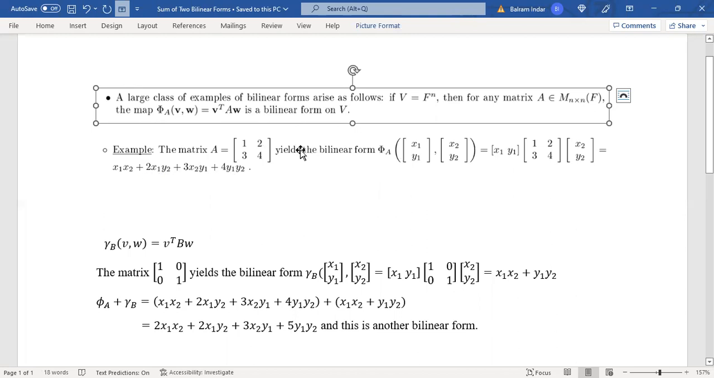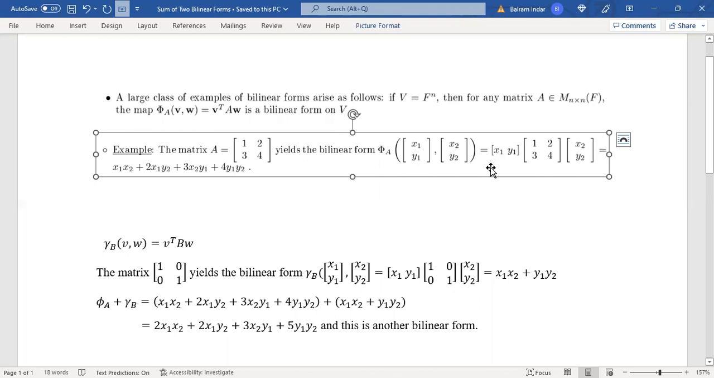So working this out, phi of V, W on E, we write V transpose, and that gives us the 1 by 2 matrix x1, y1. Then we place the matrix A again, which happens to be 1, 2, 3, 4. And then we place our W, the vector W. And working all of that out gives us here x1, x2 plus 2x1, y2 plus 3x2, y1 plus 4y1, y2.